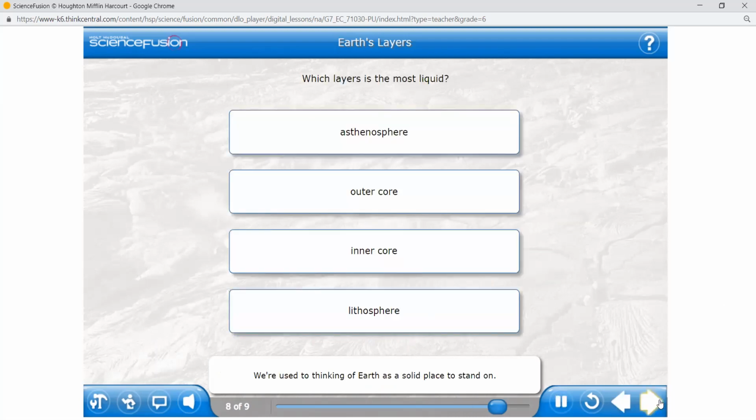We're used to thinking of Earth as a solid place. Tell me which one is the liquid one? The inner, the outer, or lithosphere or asthenosphere? Miral? Can you say which one is the liquid one? Or Judy? Which one is the liquid one?